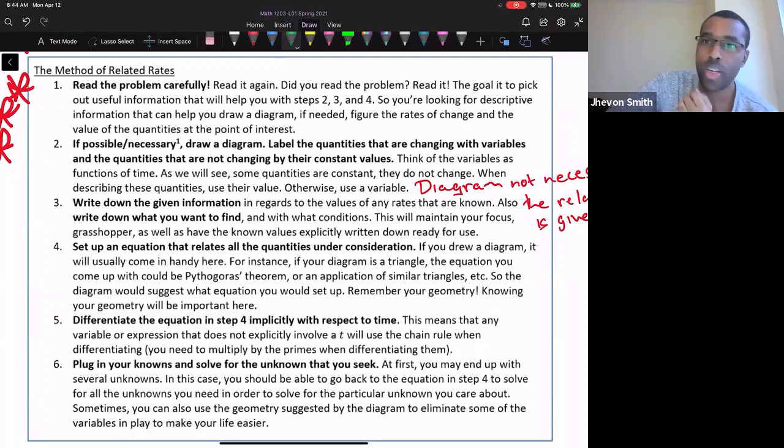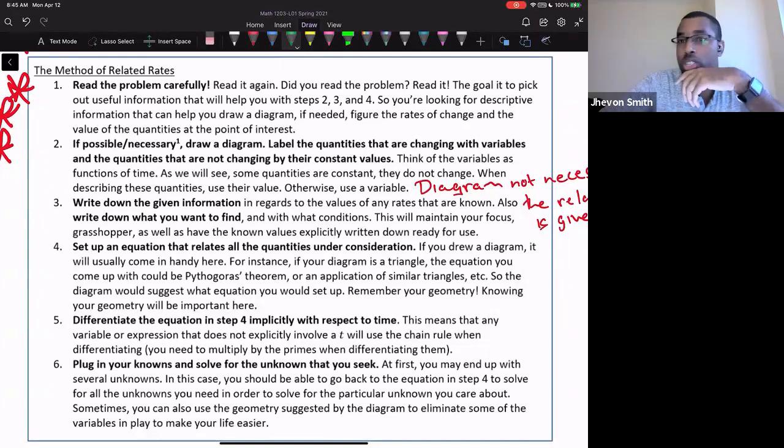So you do want to label the diagram with any parts that are changing. If they're growing or shrinking over time, you want to label these with a variable. And anything that's not doing that, you want to label with a constant. It's going to have some fixed value, and you want to label it as such. That's the way we should label the diagram, and I'll probably show you why that is important later on.